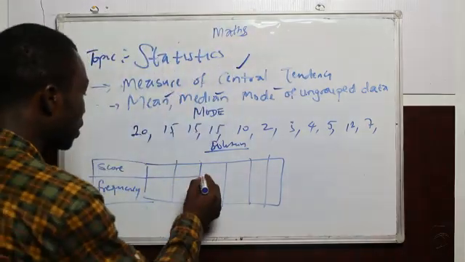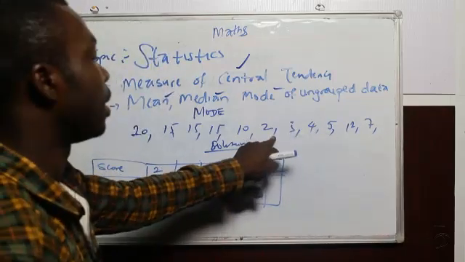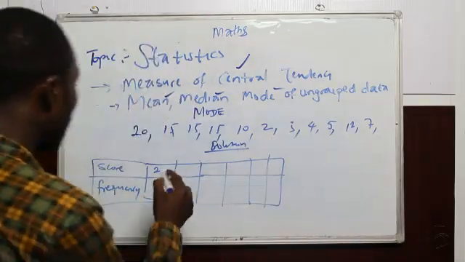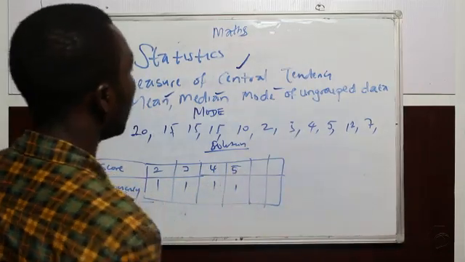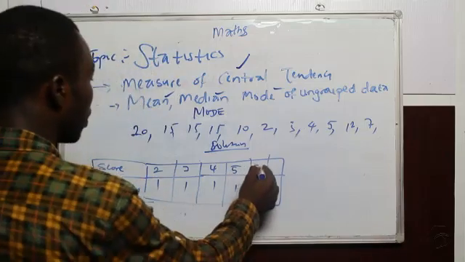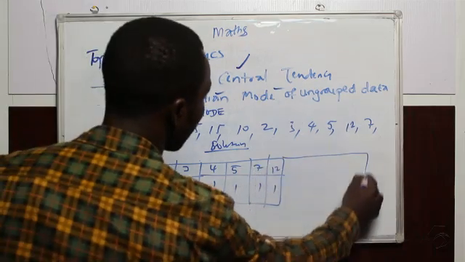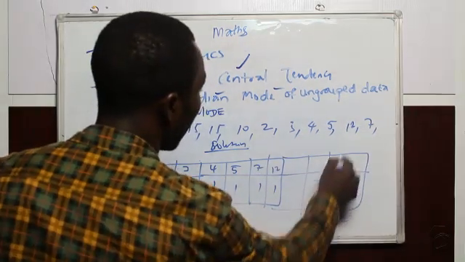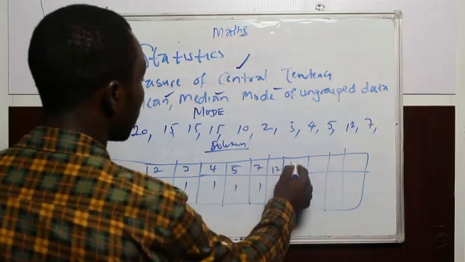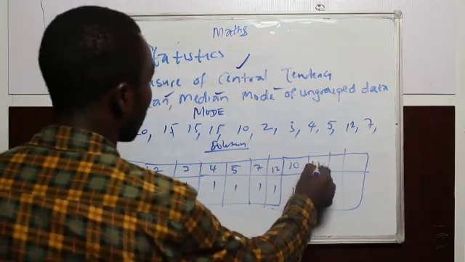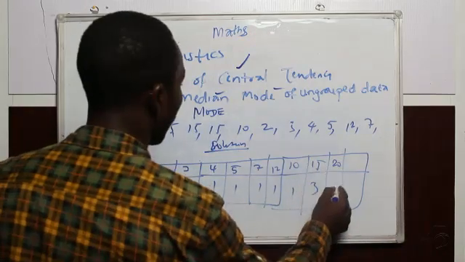Now, let us start from here. We have 2. How many times does 2 occur? 1. That is, how many times does a student score 2? 1. How many times 3? 1. How many times 4? 1. How many times 5? 1. How many times 7? 1. How many times 12? We have 1. Then we still have to continue. For each of the marks, we have the number of occurrences. Now, how many times 10? 1. How many times 15? 1, 2, 3. We have 3. How many times 20? We have 1.